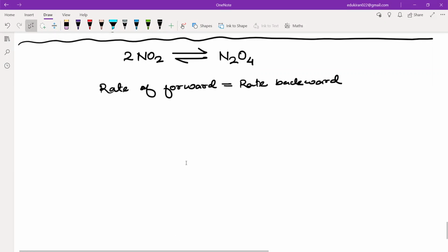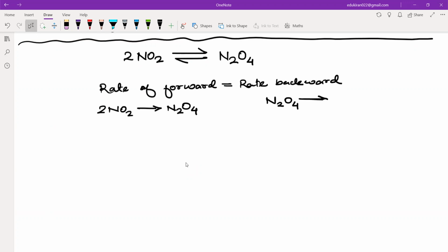So in rate of forward, what is the forward reaction that is happening? We have 2NO2. It is getting converted to N2O4. And what is happening in the backward reaction? We have N2O4. It is getting converted to what? 2NO2. Now, for rate of forward reaction and rate of backward reaction, let us see how we can represent this in terms of some equation, in terms of some numbers which involve NO2 and N2O4.